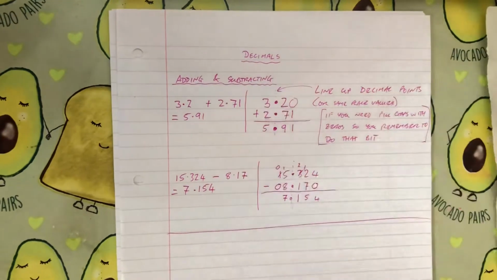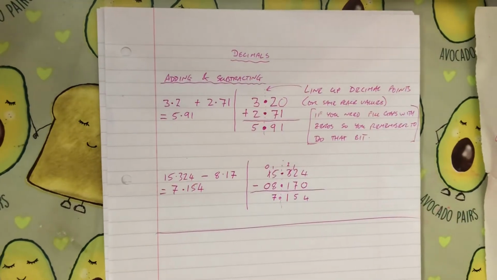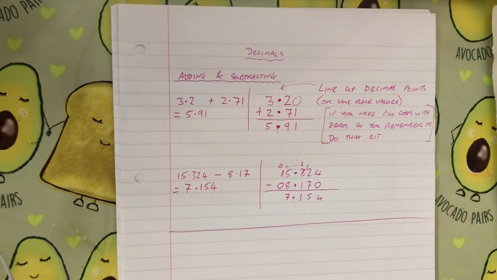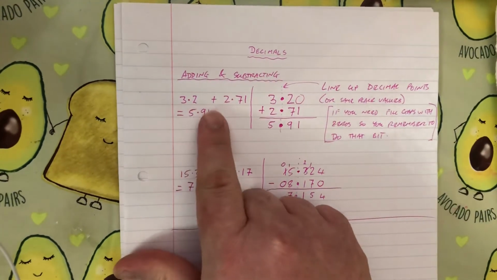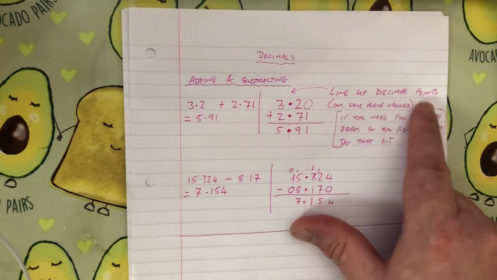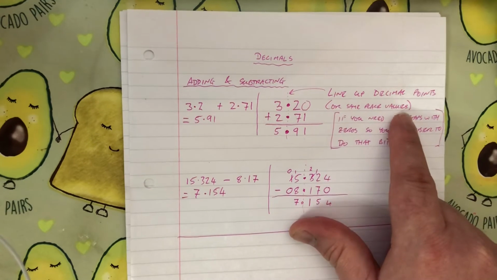Okay, today we're going to look at decimals and specifically adding and subtracting decimals. So a couple of examples. Here we've got 3.2 add 2.71. The first thing to remember is to line up the decimal points, or the same place values.